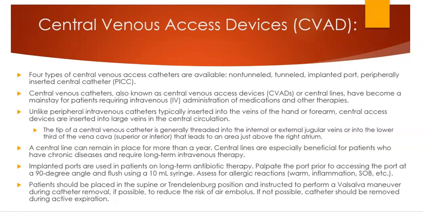What you need to know is that you need to palpate the port prior to attempting to access it, right? And you're going to access it at a 90-degree angle. You're going to flush with at least a 10 ml syringe to make sure that it's patent before you start administering any kind of medications in there. And once again, make sure you're looking for allergic reactions, warmth over the skin, inflammation, shortness of breath. These things are telltale signs that your patient's not handling what you're giving them and that your body's trying to fight off that because it doesn't want it. It's having some kind of adverse or allergic reaction.